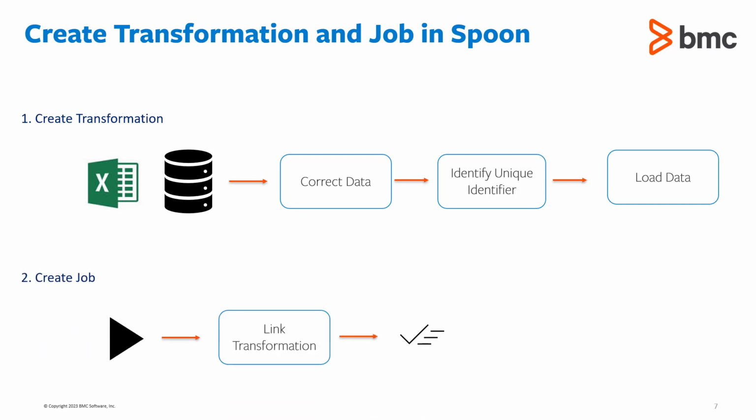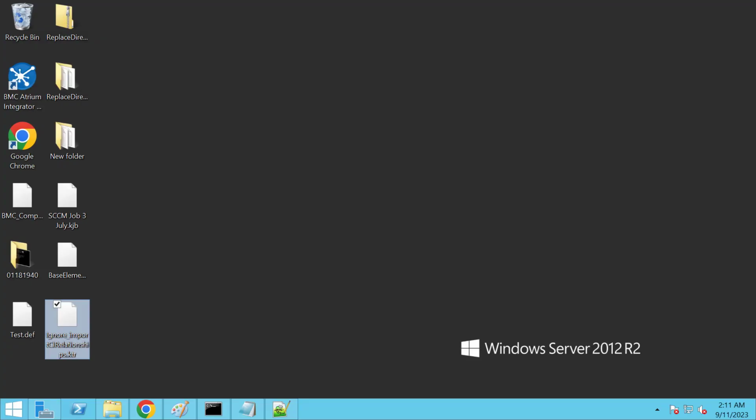This transformation is then added to a job which can be scheduled from AI console. We cannot directly schedule a transformation using AI console, and that is where we need a transformation to be linked to a job. Now, let me show you how to access Spoon, then creating a transformation and a job. Let us log in to BMC Atrium Integrator Spoon client.